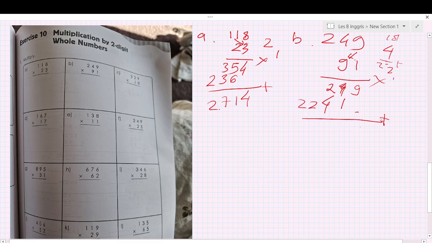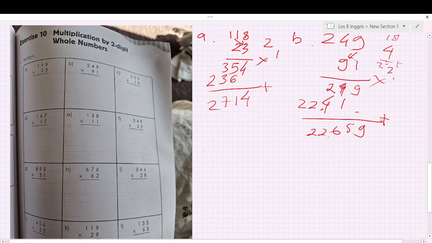So the answer is 22,659. Your answer is 18,659. It's quite close. But I mean, your method is correct, but you must be careful. It's rather a big number.